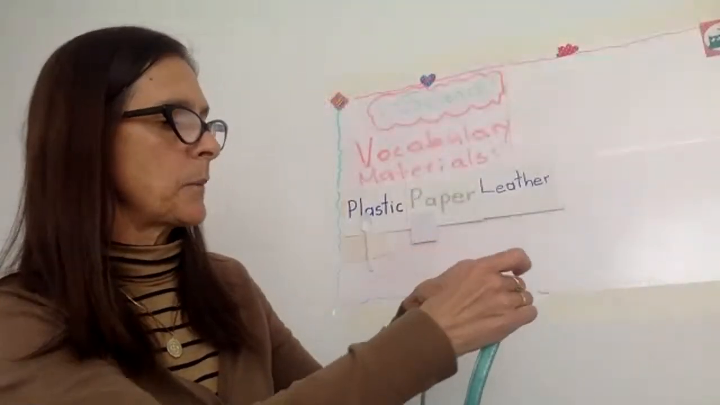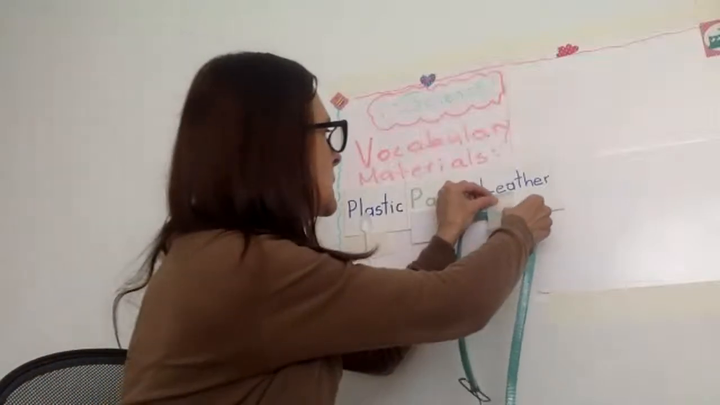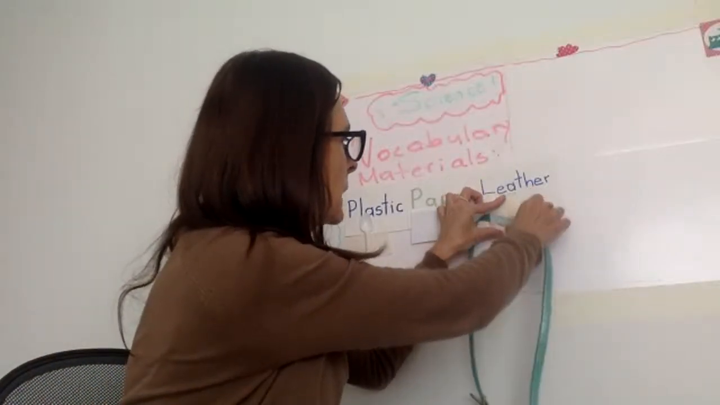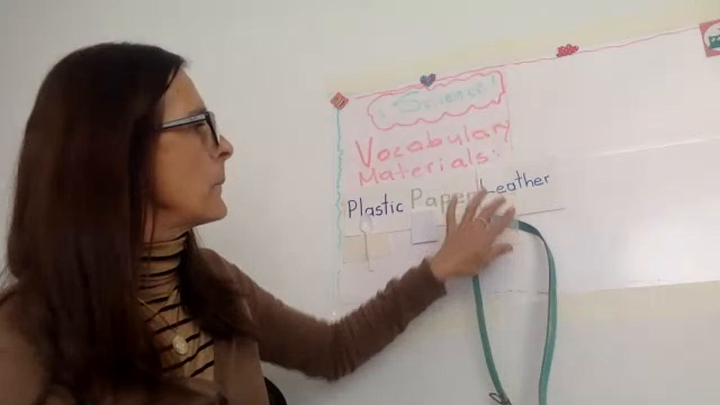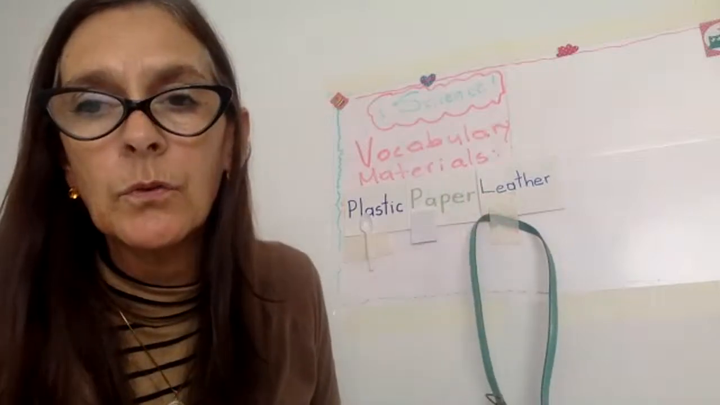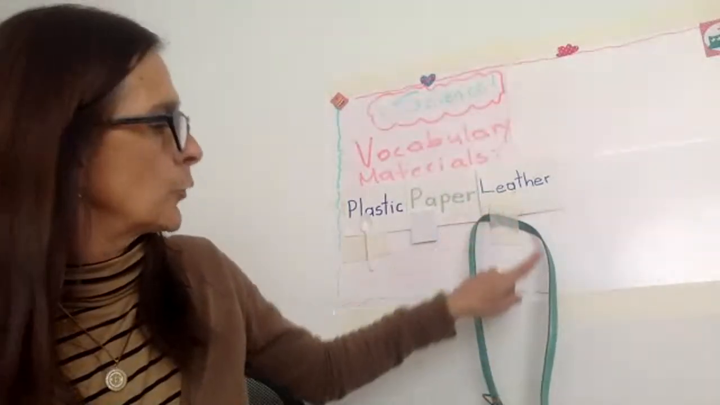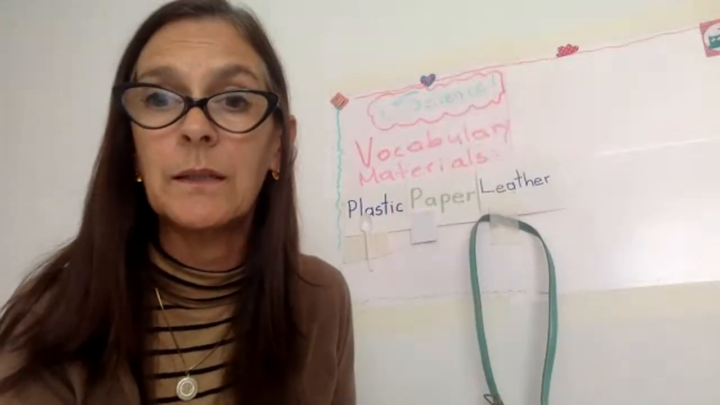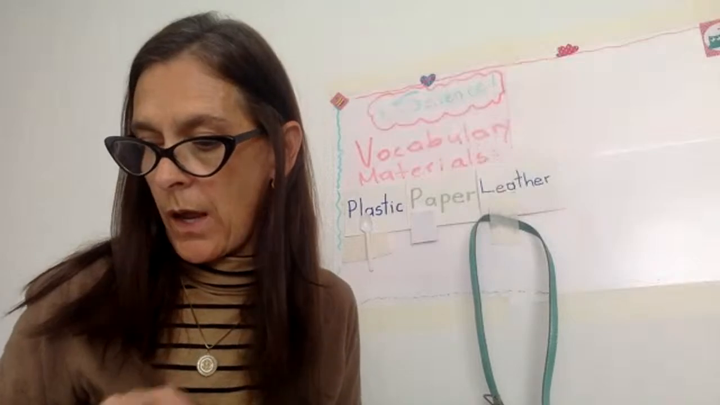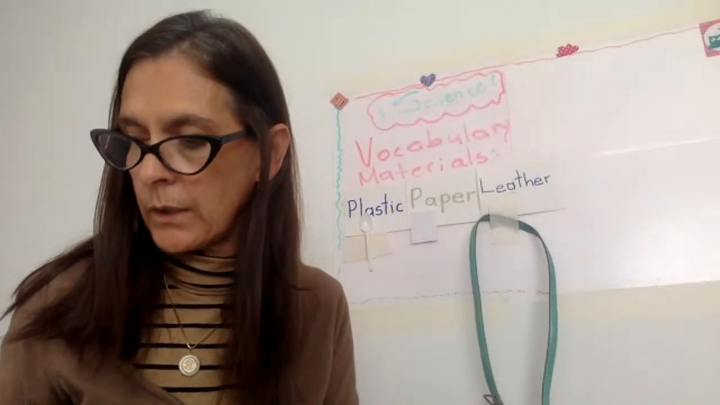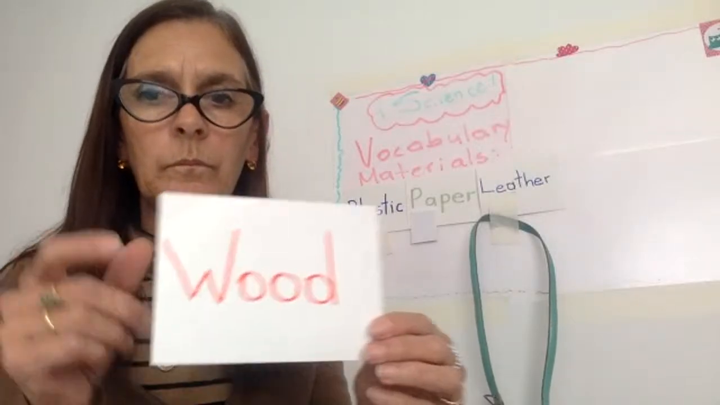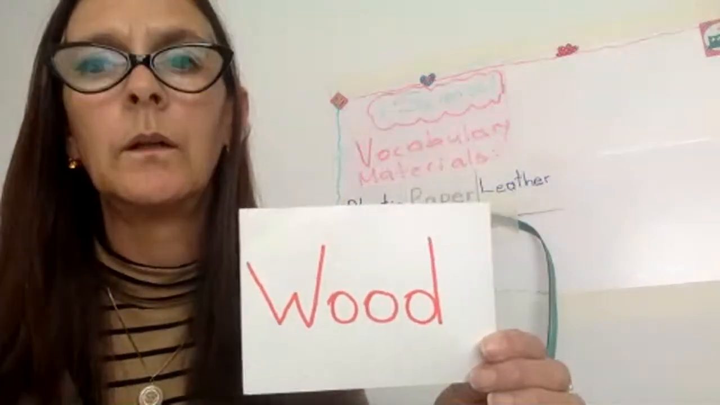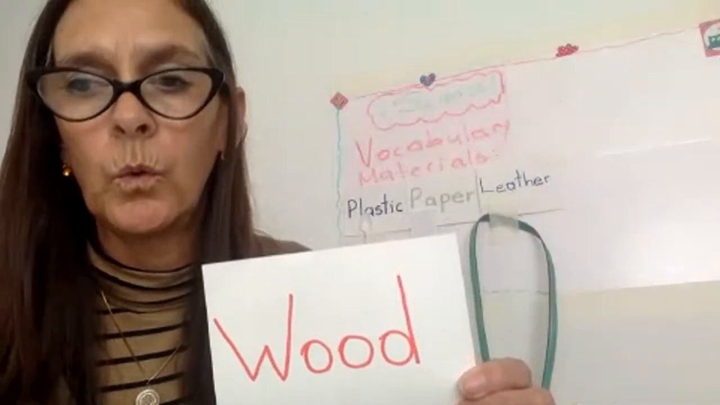And I can say something about this belt. That belt is made of leather and is green and is very long. Now we have another word that is wood. Wood. What is it?